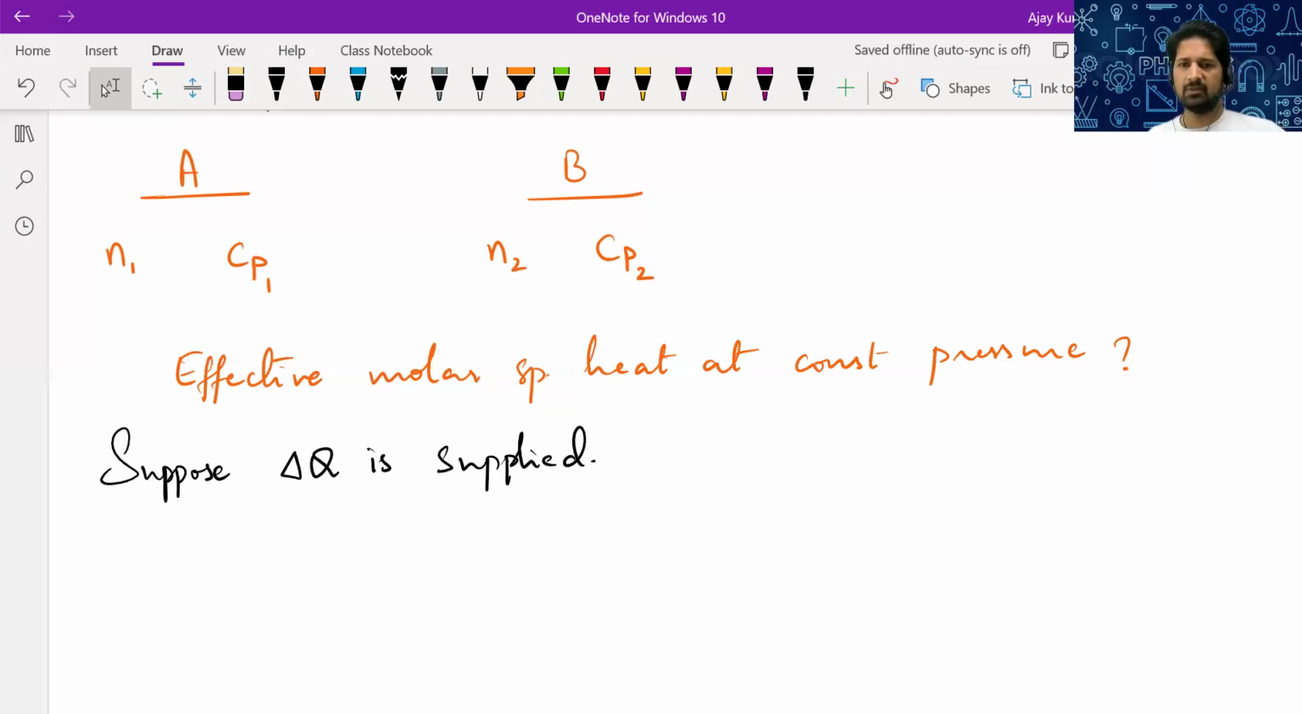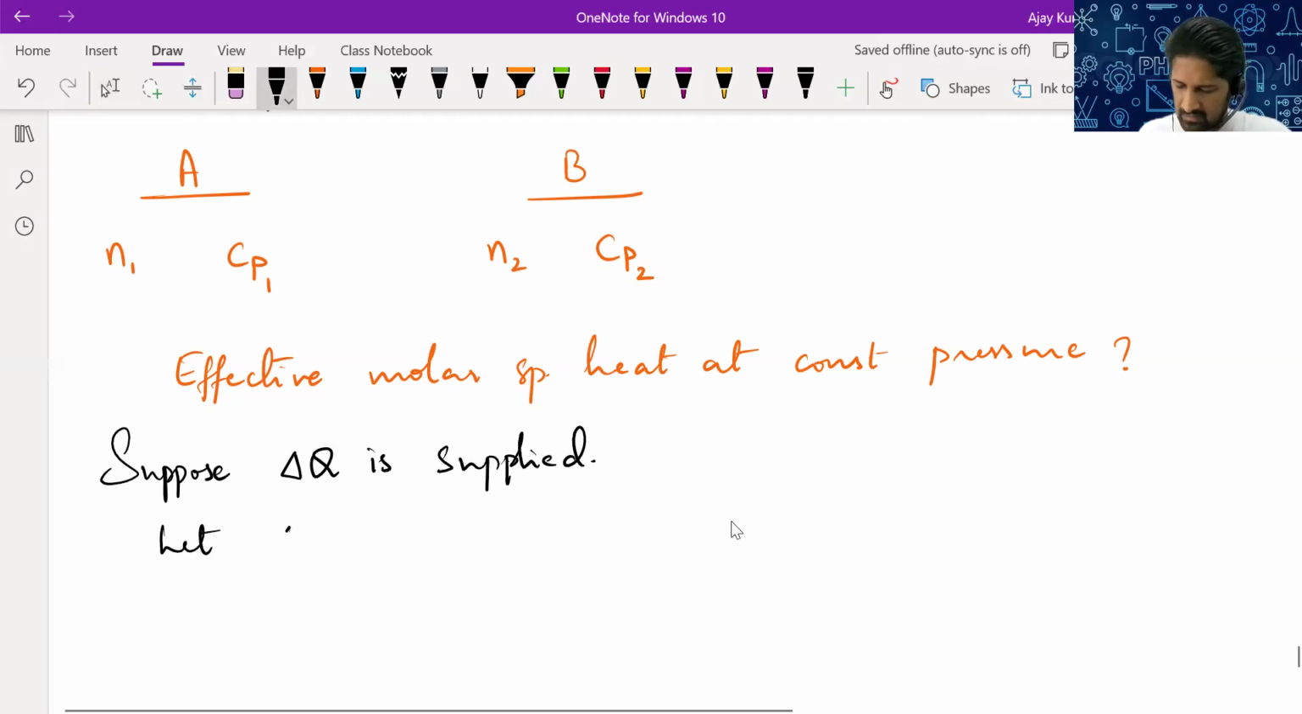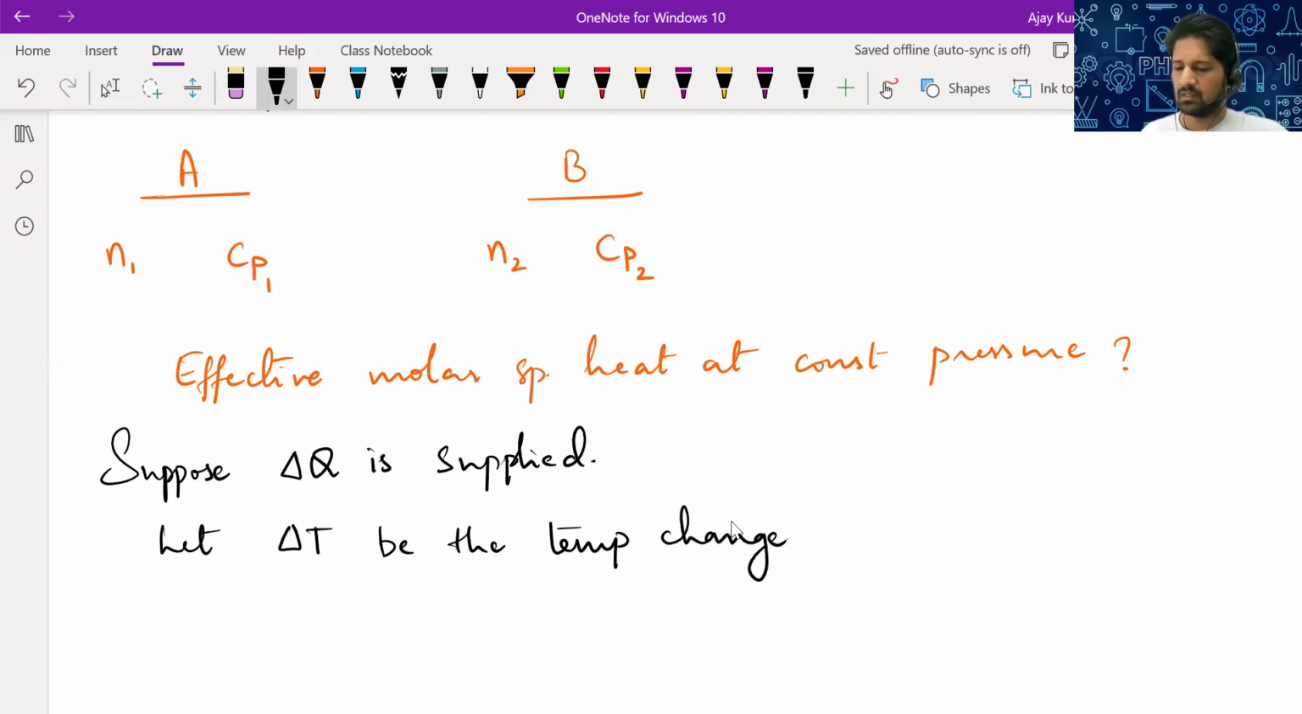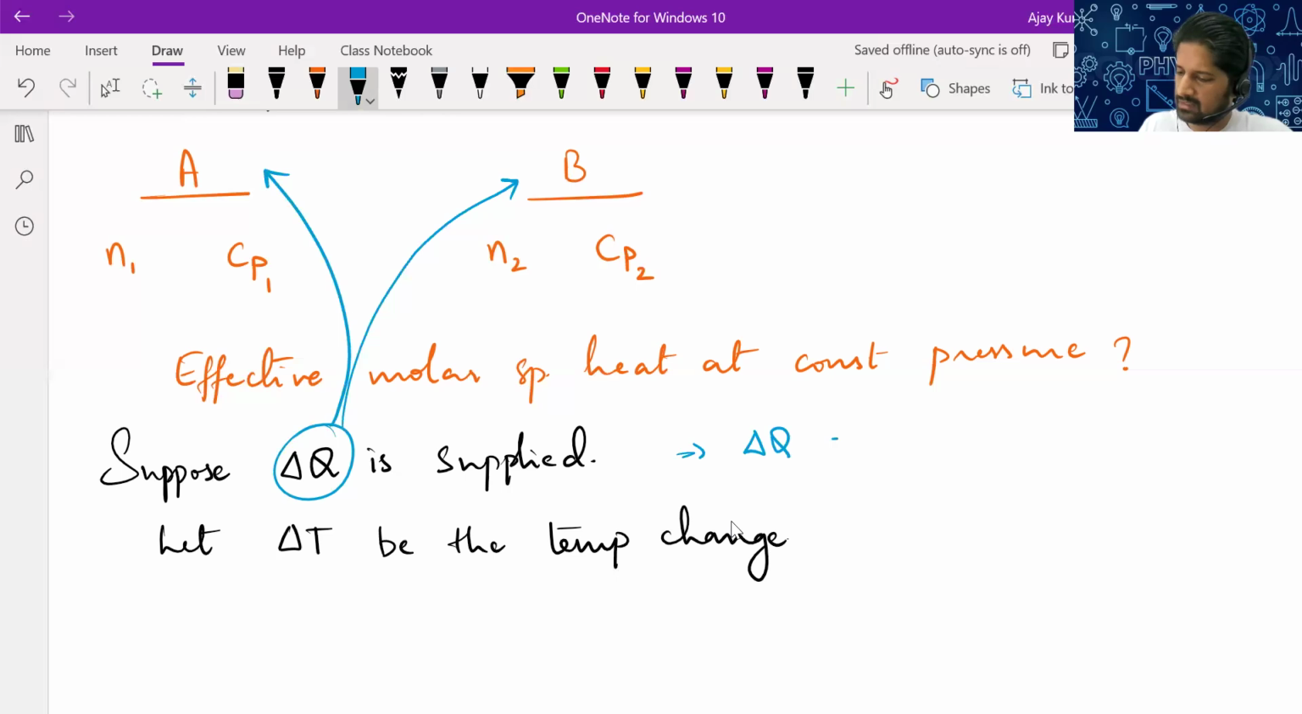From initial to final, there will be a change, but initial temperature of both gases will be equal, and final temperatures also will have to be equal because they are put together. Let's say the temperature change is delta T. Now, out of the heat that we supplied, some will go to first gas and some will go to the second gas. So you can write delta Q, the total heat that we supplied, is the heat supplied to gas A plus the heat supplied to gas B.